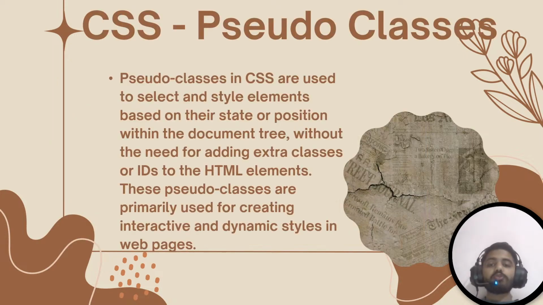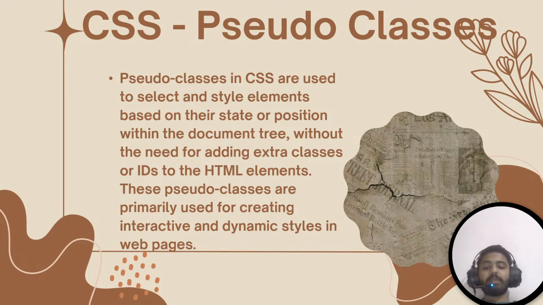Now let's start with our pseudo classes. So in the previous video, I mentioned pseudo classes, correct? So what are pseudo classes? Pseudo classes in CSS are used to select and style elements, correct, based on their state or position. So we design it for a particular position or state. Let's say we are hovering it, it's focused, or let's say the user is clicking on it. So for a particular state, we use pseudo classes, correct? Without the need of adding extra classes or IDs in the HTML elements, we can use this directly. It's the feature of it, correct?